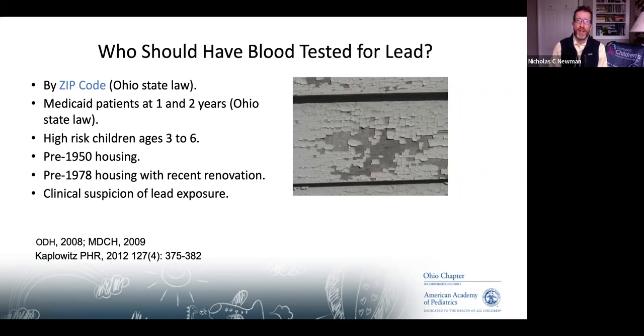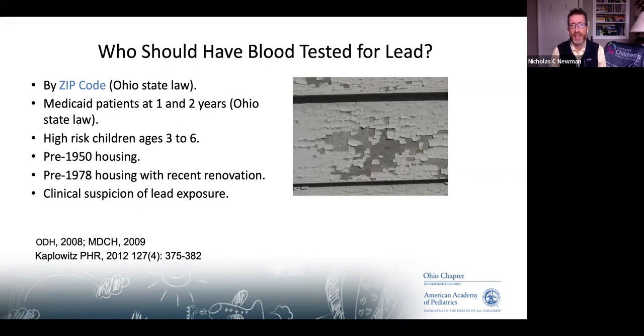Additionally, further testing, let's say between ages 3 and 6, may be done in kids who continue to be in a high-risk environment, or as the law says, for children who weren't tested previously. So there's kind of a line between who must be tested and who's recommended to be tested.